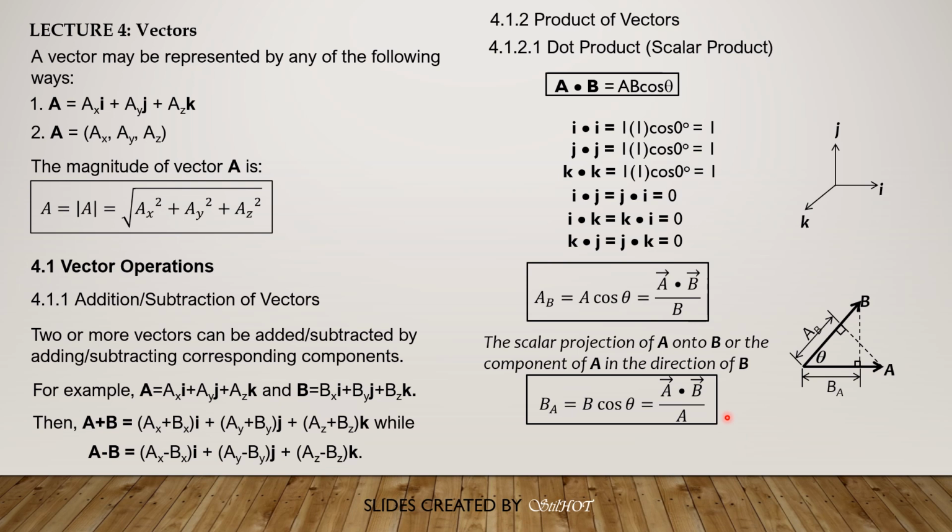So that's it. Now, we can also express this scalar component of one vector in the direction of the other in vector form. All you have to do is multiply, for example, if you want A sub B to be in vector form, the vector projection, then you multiply this by the unit vector of B. Likewise, if B sub A is required to be in vector form, then we multiply that by the unit vector of A.